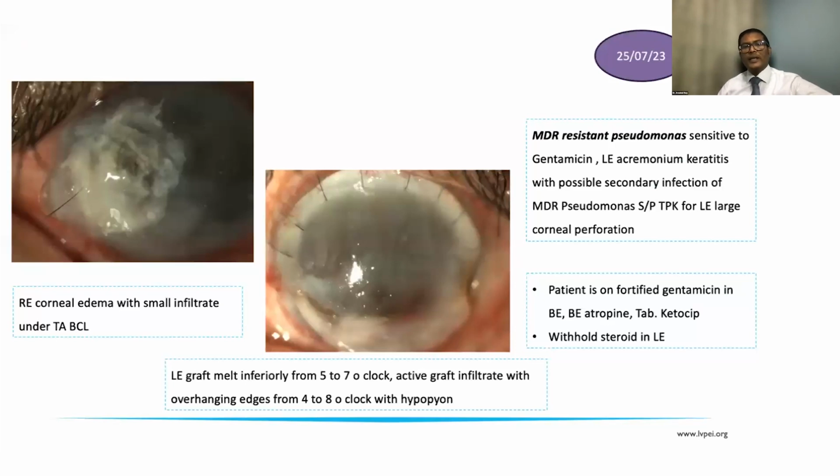There was also a large graft host mismatch with a graft override. So that could again have added to the poor health of the graft on the surface, and that could have led to the possible non-healing of the epithelium on the graft in the left eye.